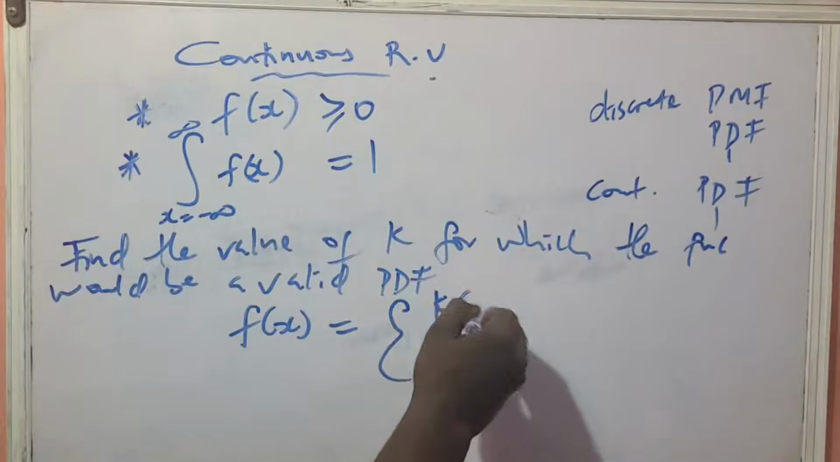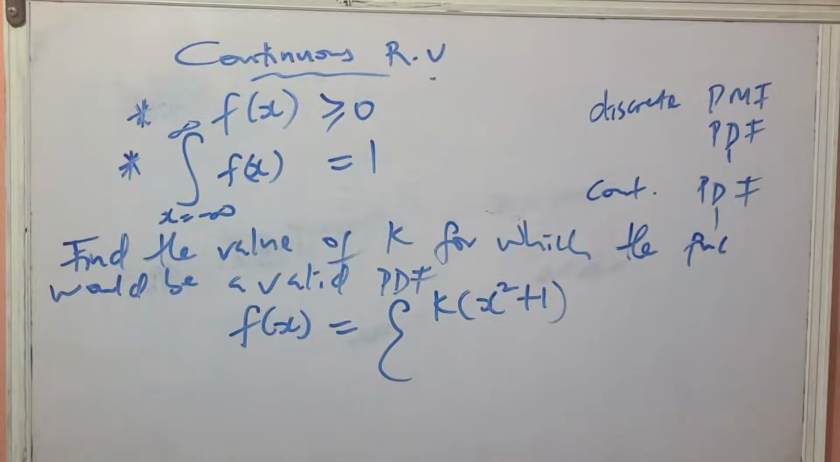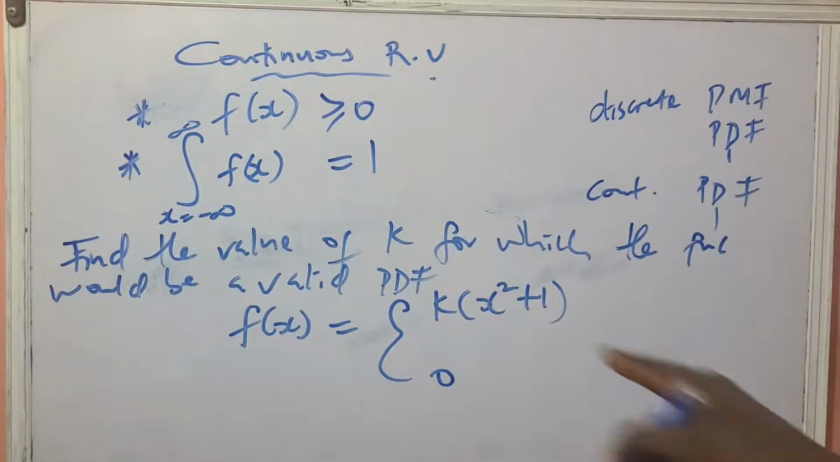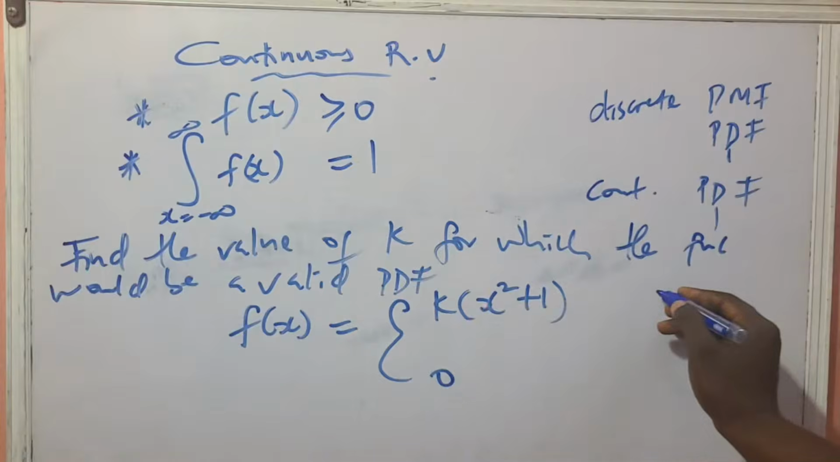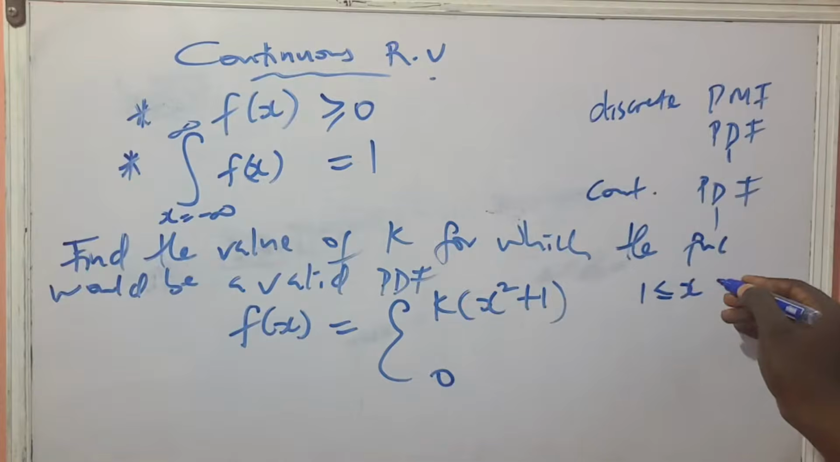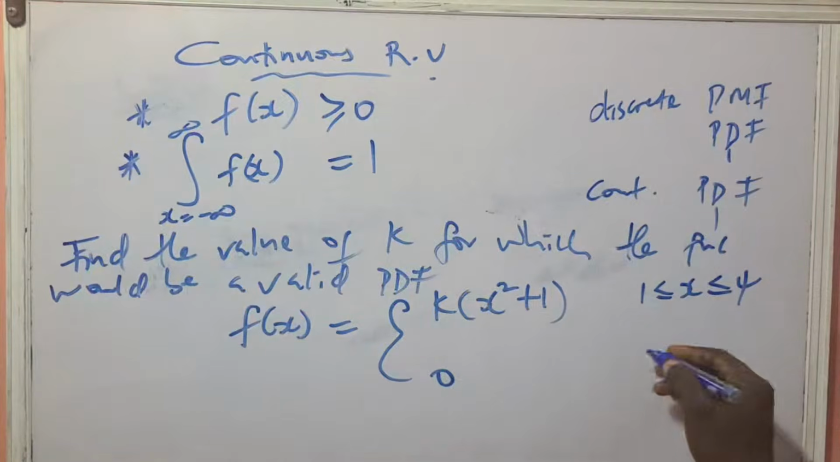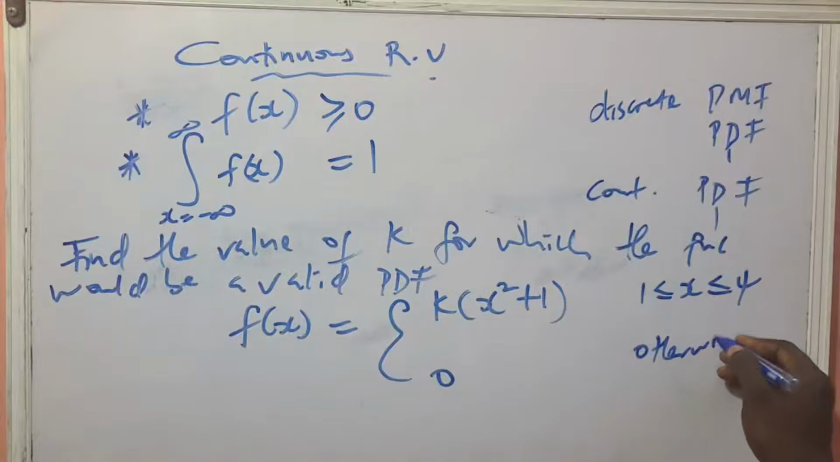We have k x squared plus 1. We have 0. Now for this function here, we have the limit of x ranging from 1 up until 4. And in this case, we have 0 otherwise.